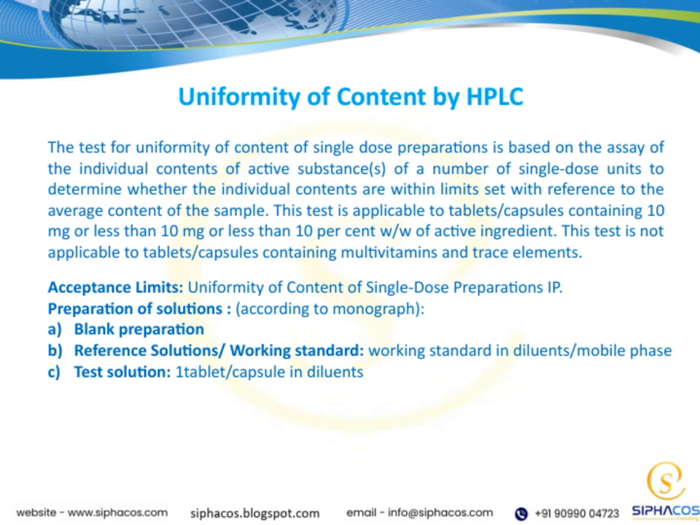Moving on to how we analyze this, the uniformity of content is often assessed by HPLC, or high-performance liquid chromatography. HPLC provides a reliable, precise way to measure the individual contents of active substances in each unit, ensuring they fall within the specified limits. Overall, the goal here is to ensure each dose delivers the intended therapeutic effect, maintaining quality and consistency across all units.